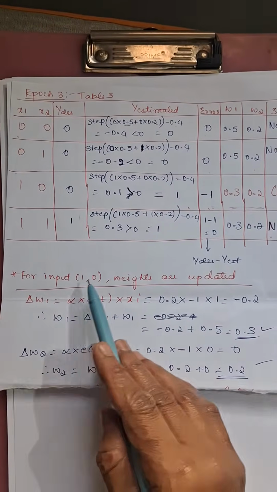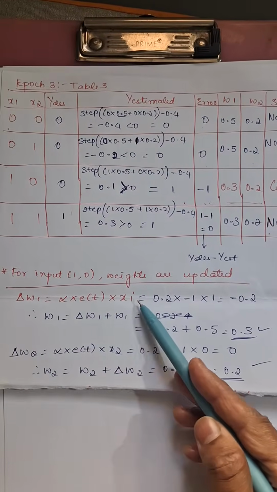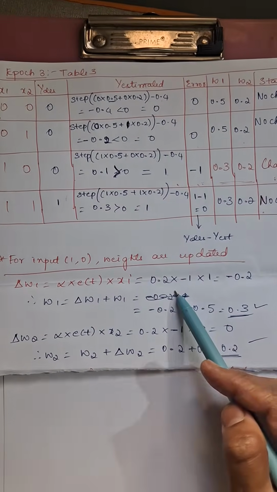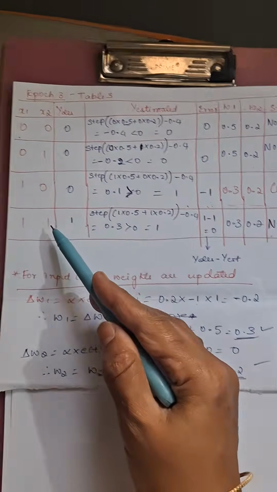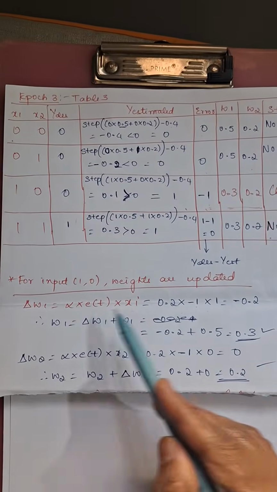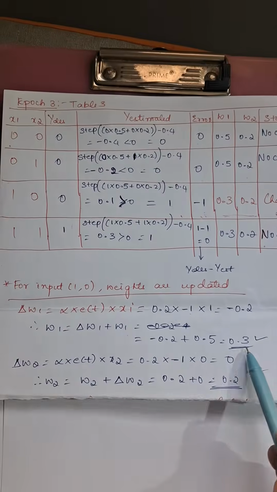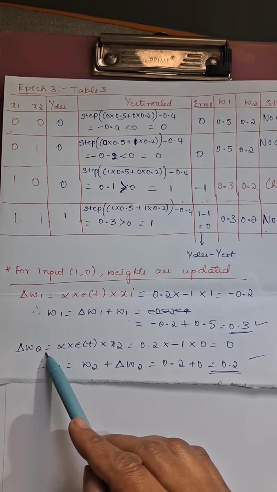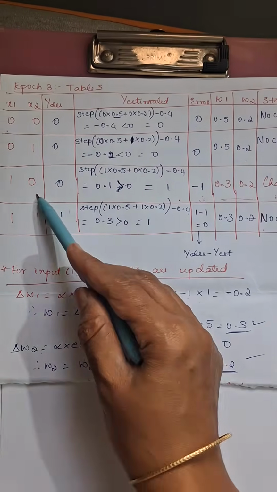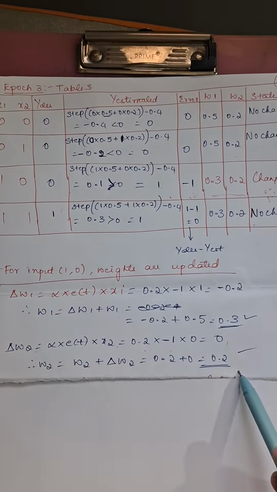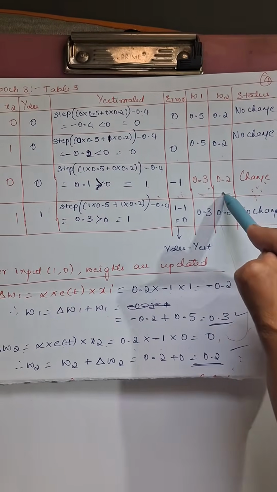So write down, for input 1, 0, the weights are updated as delta W1 is equal to alpha into E of t into x1. Alpha is 0.2, error is what? Minus 1, and x1 is 1. So I am getting minus 0.2. Therefore W1 is delta W1 plus W1, minus 0.2 plus 0.5, I am getting 0.3. Similarly, find out delta W2: alpha into E of t into x2, 0.2 into minus 1, x2 is 0. So I am getting W2 as 0.2. So this is the updated weight. I have to go back and fill it here, 0.3, 0.2.